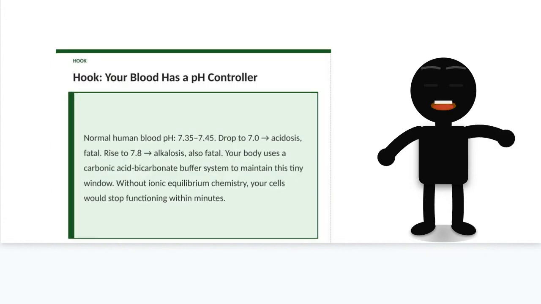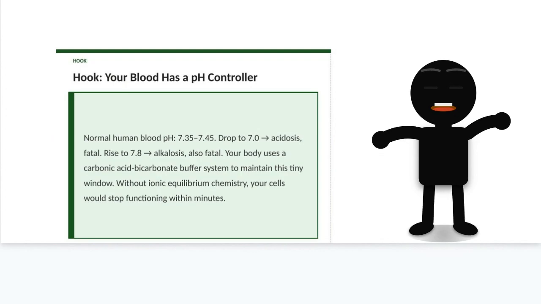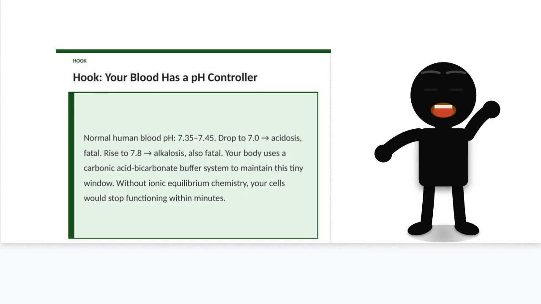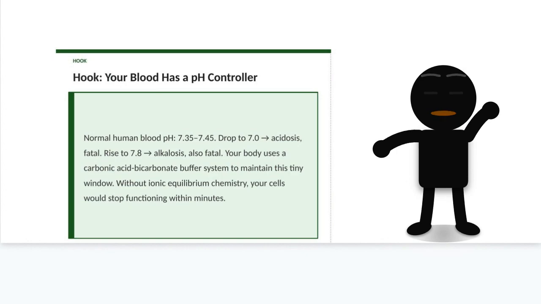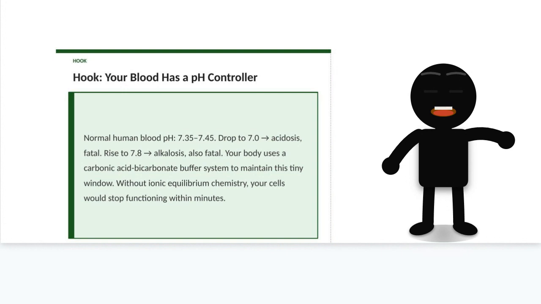The pH of your blood sits between 7.35 and 7.45. That is a range of just 0.1 pH units. Drop below 7.0 and you go into life-threatening acidosis. Rise above 7.8 and alkalosis sets in. Your body has an extraordinarily sophisticated buffer system based entirely on the ionic equilibrium of carbonic acid and bicarbonate ions that maintains blood pH within this tiny window every second of your life.